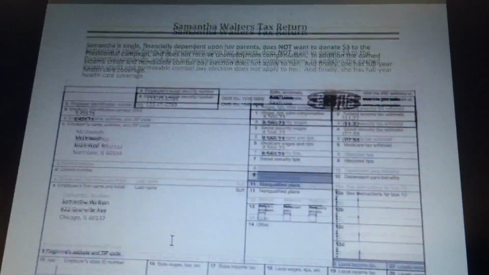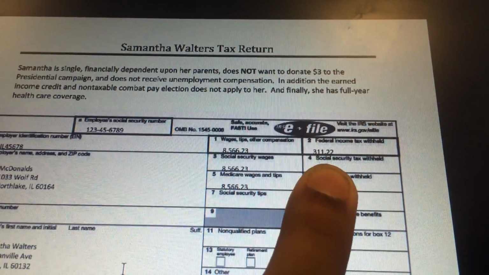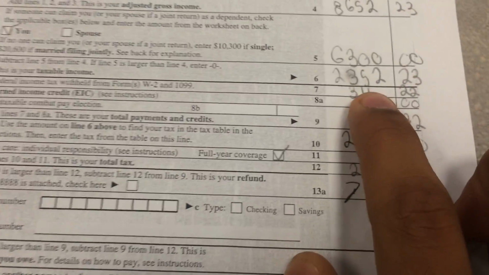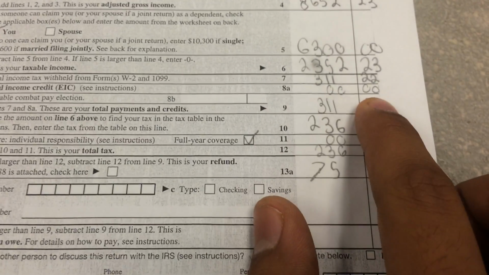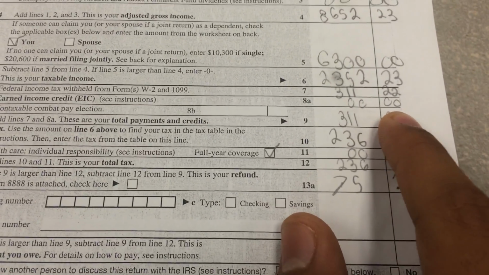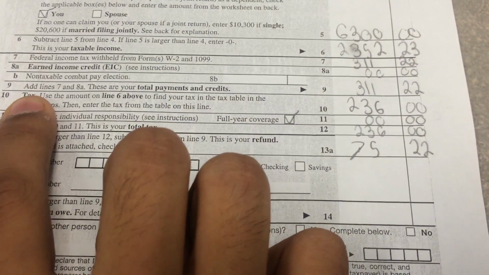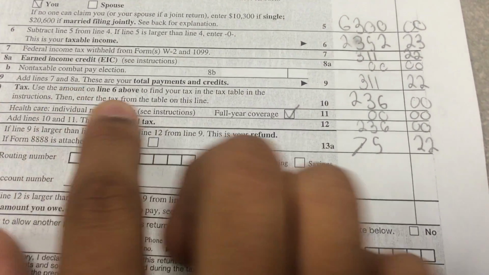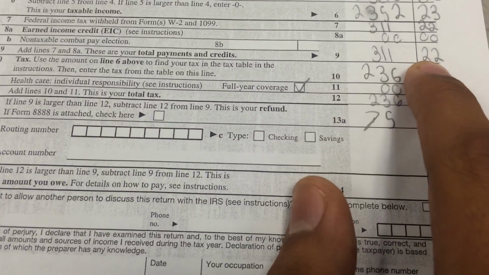Next, for line 7, you're going to find out your federal income tax withheld, and that can be seen right here, $311.22, and that goes on line 7. Next is your earned income credit, which is 0 because that did not apply to Samantha, as we read in the beginning. Next, for line 9, you're going to add lines 7 and 8A, and these are your total payments and credits. In this case, it's $311 still.